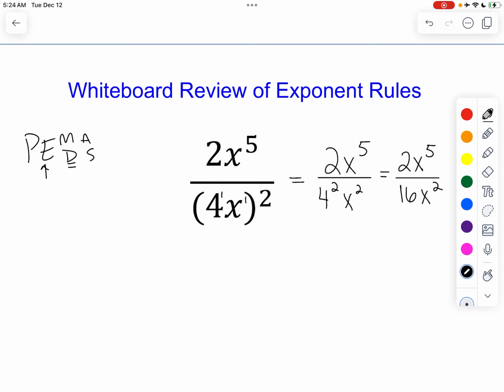Now I can look to my division. So if I'm just looking at the x's, x to the 5th is being divided by x to the 2nd. So that means I should have x to the 3rd, 5 minus 2. 2 over 16, I can divide those and get 1 over 8. So you could write it like that, or you could treat 1/8 more as a coefficient and write x cubed to the side. They're both correct.